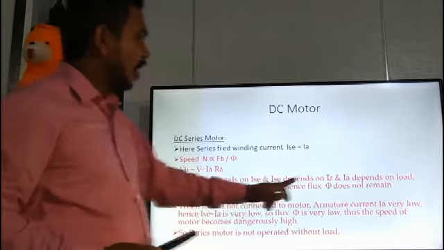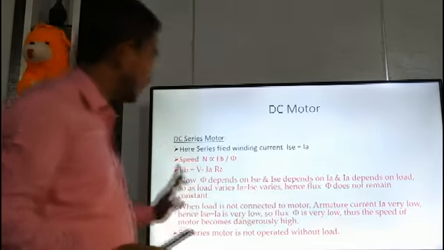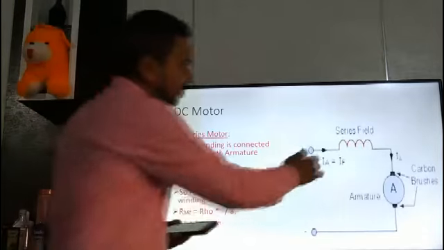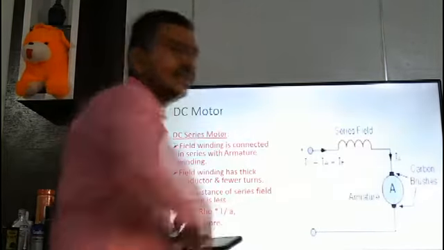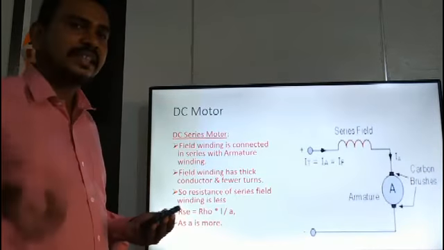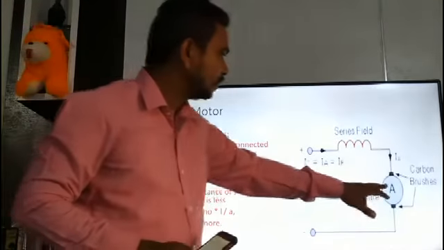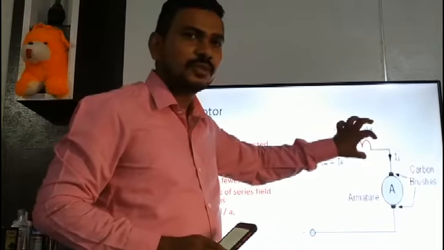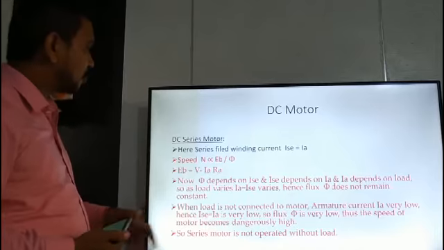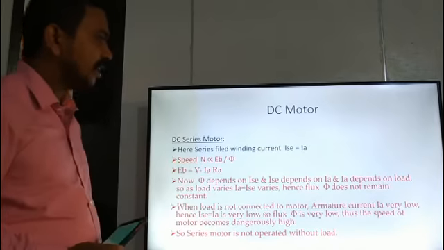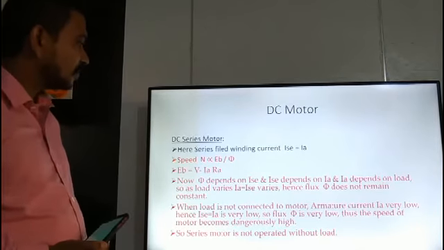So flux does not remain constant. As the load increases, ISC and IA both vary, whether they increase or decrease according to the load. So the flux produced by this also varies. So we can say that the flux produced by the series field does not remain constant.